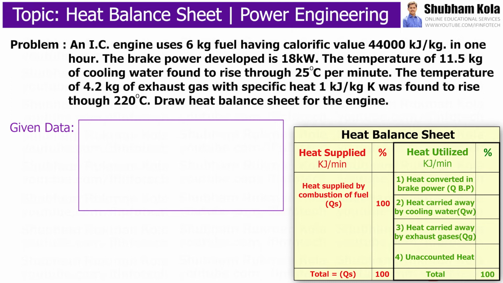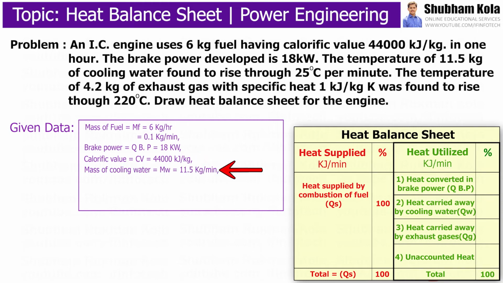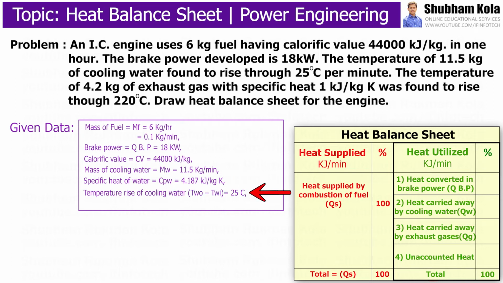Here first we'll write down the given data. Mass of fuel is equal to 6 kg per hour, which is 0.1 kg per minute, brake power is equal to 18 kilowatt, and calorific value, that is CV, is equal to 44,000 kilojoule per kg. Mass of cooling water MW is equal to 11.5 kg per minute, and specific heat of water, that is CPW, is equal to 4.187 kilojoule per kg Kelvin. Temperature rise of cooling water, TWO minus TWI, is equal to 25 degrees Celsius, and the mass of exhaust gases, that is MEG, is equal to 4.2 kg per hour, which is 0.7 kg per minute, and temperature rise of exhaust gases, that is TG minus TR, is 220 degrees Celsius, and specific heat of exhaust gases CPG is 1 kilojoule per kg Kelvin.